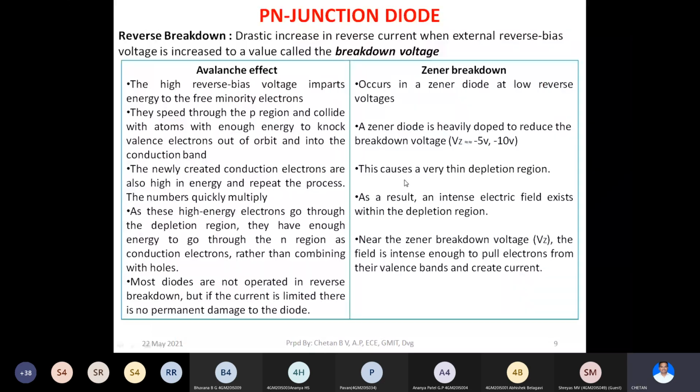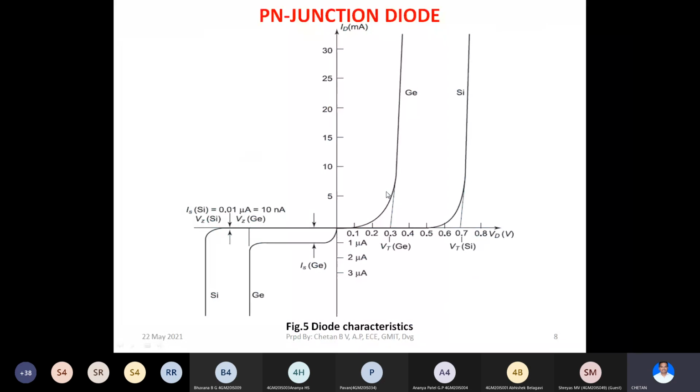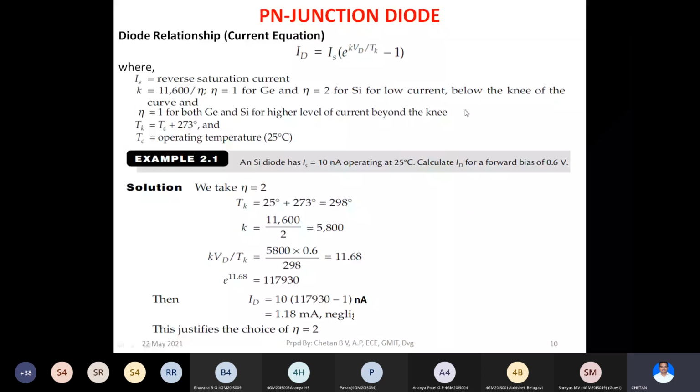Low current means here, right, up to here. This is called the knee. From this point to this point you can use 1 for germanium and 2 for silicon, that is for low currents. Beyond this knee, that is for high currents, you have to use 1 for both germanium and silicon.